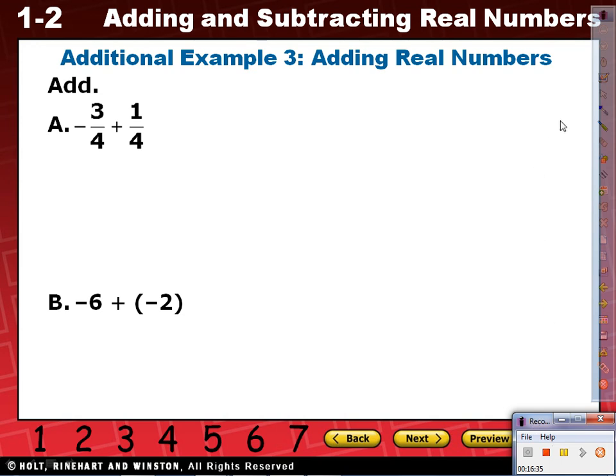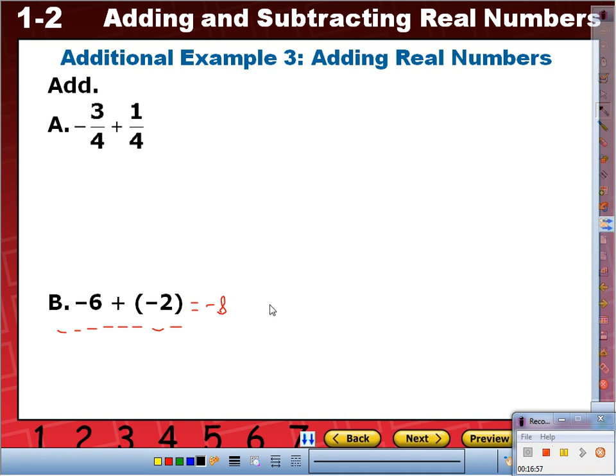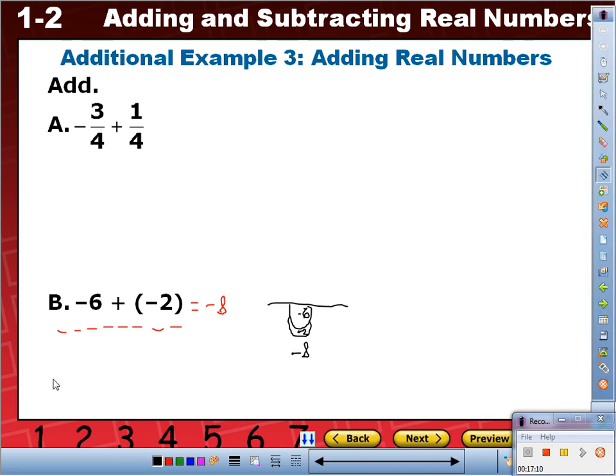Okay, let's see. So, 3B. You should have done 3B. Is that correct? We start off with tiles. 1, 2, 3, 4, 5, 6, and then 2 more, and that gives us negative 8. Is that correct? Ground 0, we start off with a hole that's negative 6 feet deep. And then they add 2 more feet, so therefore it's negative 8. So far, so good? From there, we do our number line.